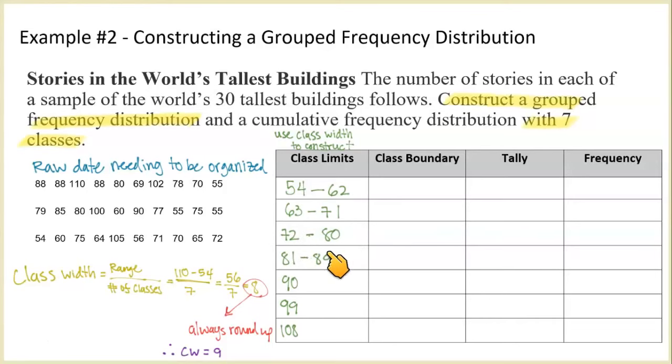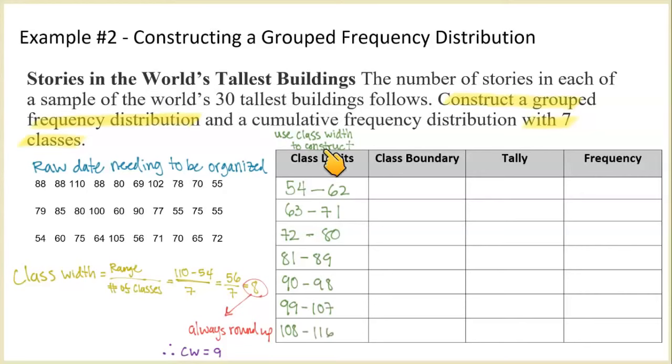If we notice, this retains the same pattern: if we add 9 to 62, we get 71. If we add 9 to 71, we get 80. If we add 9 to 80, we get 89. And so it has the same property that we used earlier.